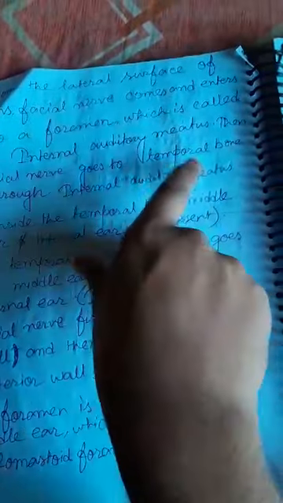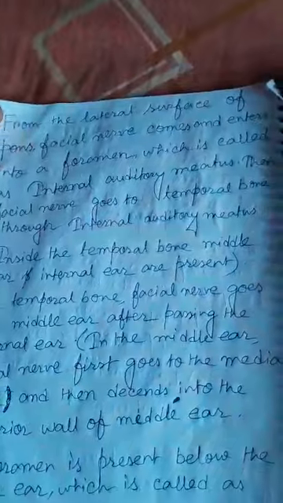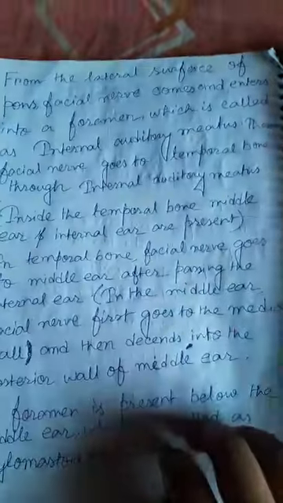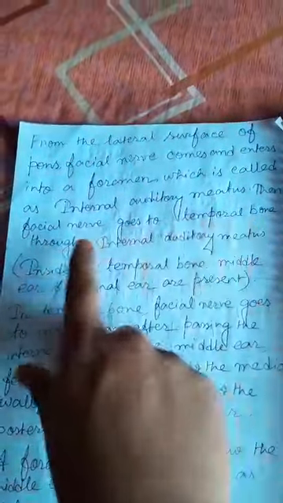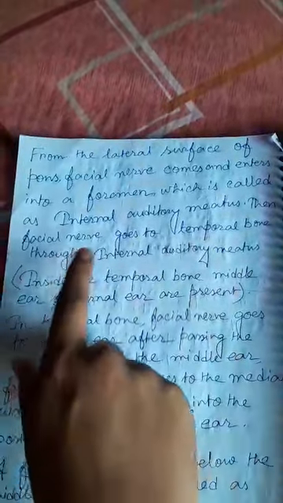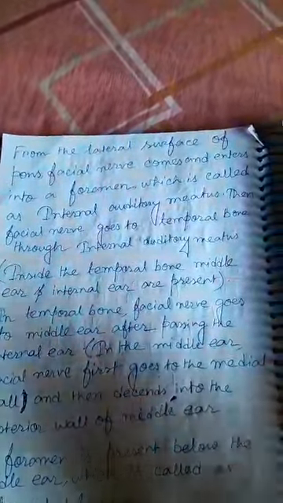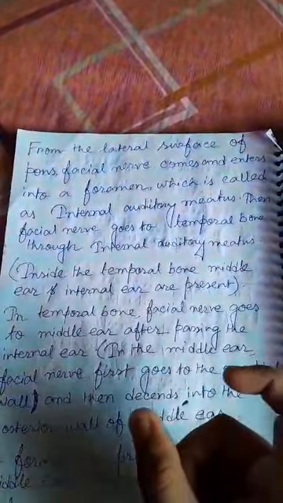Then the facial nerve goes to the temporal bone. We know about the temporal bone: the occipital bone, temporal bone, frontal bone, and parietal bone of the skull. All of us should know this. Then the facial nerve goes to the temporal bone via the internal auditory meatus. Okay, be careful.